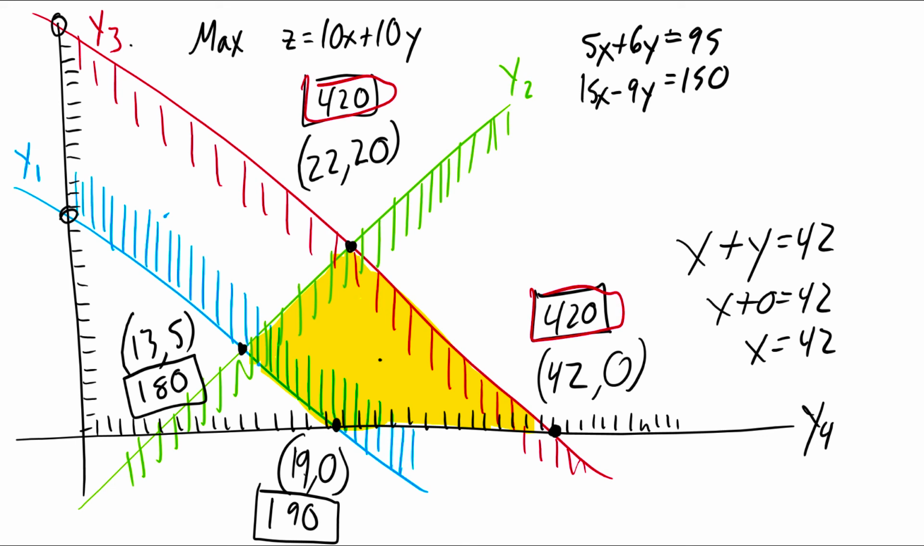But it occurs at two different points, and that's okay. We can have the same maximum value occur at two points. And actually, what this also means is that every single point on the line segment in between those two intersection points is also 420. But if we were asked at what corner points our maximum occurred, we would say at (22, 20) and at (42, 0). But we have just one maximum value, and that is 420.